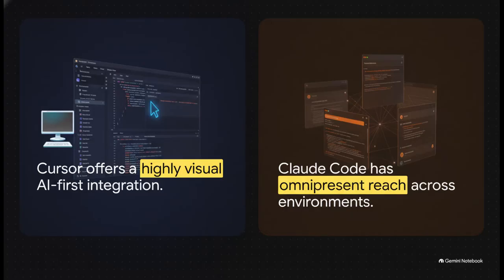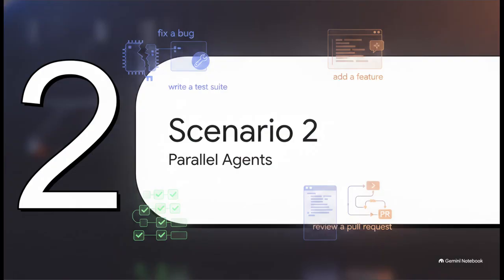And honestly, this perfectly illustrates the philosophical divide here. Cursor leans hard into an AI-first, visually rich desktop experience. It wants to be your primary home base. Claude Code, on the other hand, is all about omnipresent reach. It meets you wherever you naturally work, extending that deep repository context into your terminal, your current IDE, or natively inside GitHub. Section 2, Scenario 2, Parallel Multi-Agent Development.